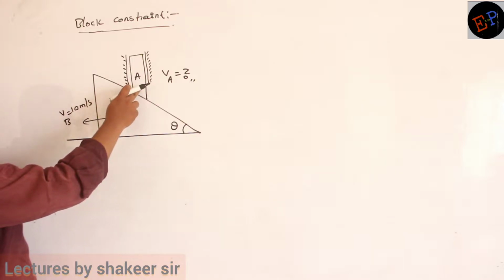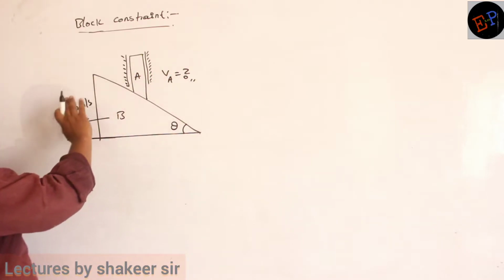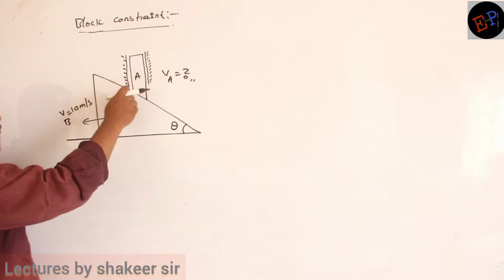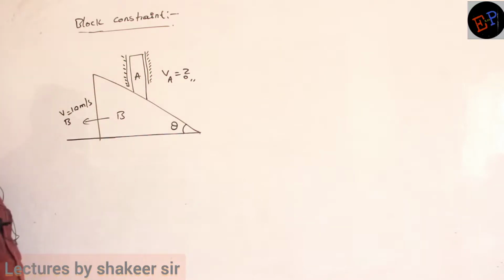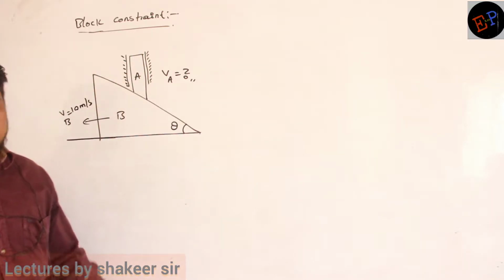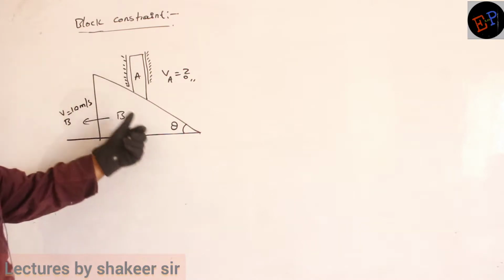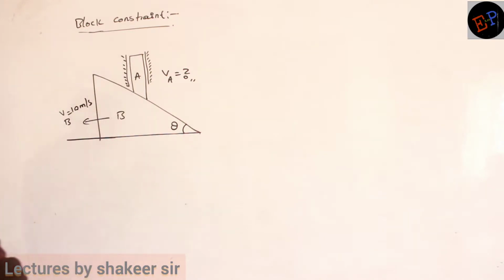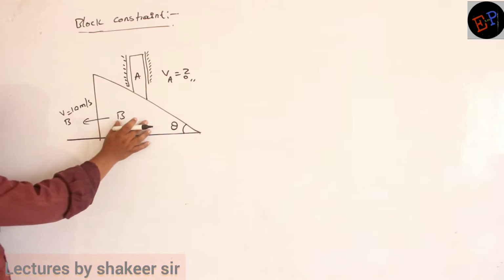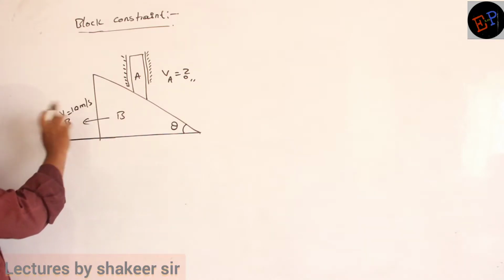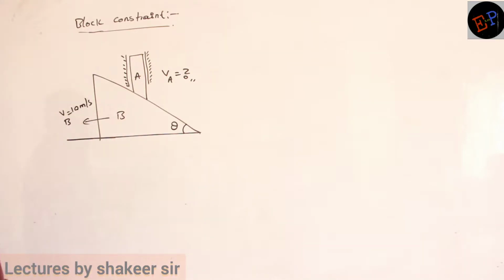It means block A cannot move to the right side, it cannot move to the left side. Block A can move either in upwards direction or downwards direction. Are you able to understand now? So this wedge B is moving in this direction with a speed of 10 meter per second.